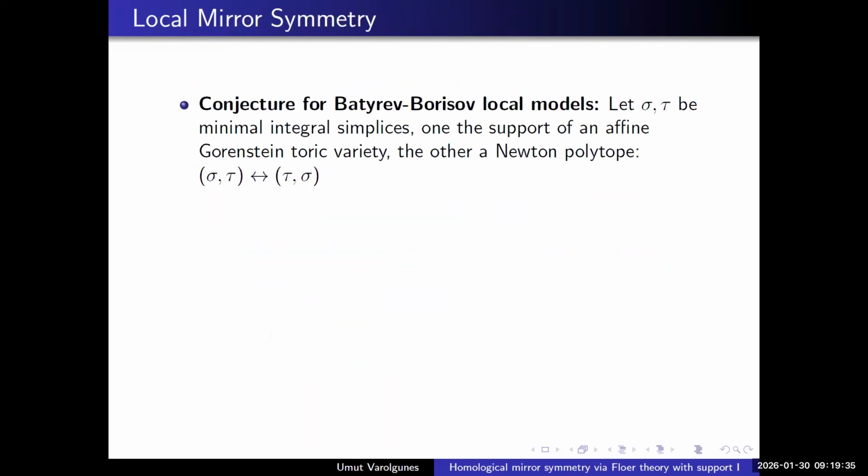So now let me give you some examples. There is this kind of general conjecture that involves a kind of switching. There is this general Batyrev-Borisov construction that I don't want to detail here, but there is a natural class of local models that you can cover Batyrev-Borisov spaces with. And these local models are indexed by some pairs of minimal integral simplices.